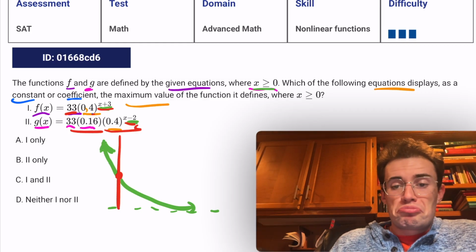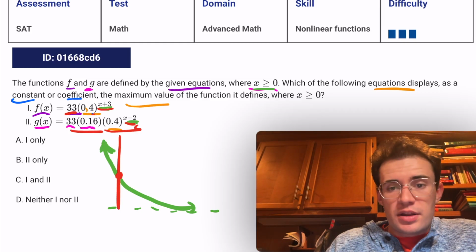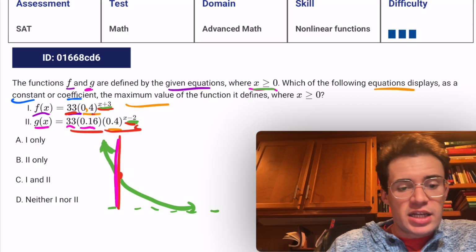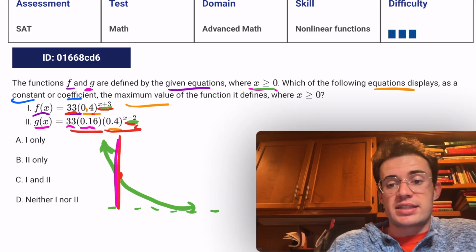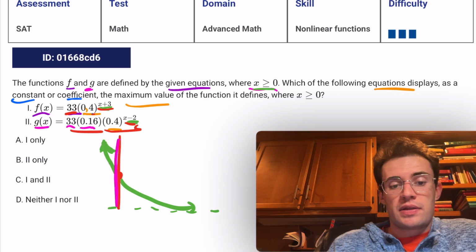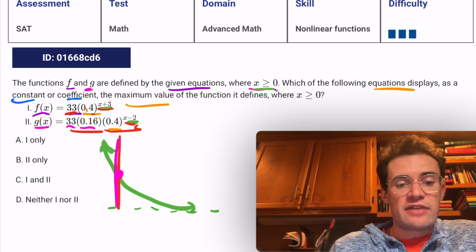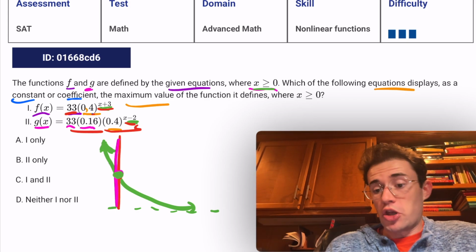So even if you shift it, the fact that we have the domain restricting it so that it can't go to a value where x is less than 0, then the highest point for a decay function is going to be the furthest point to the left, right?